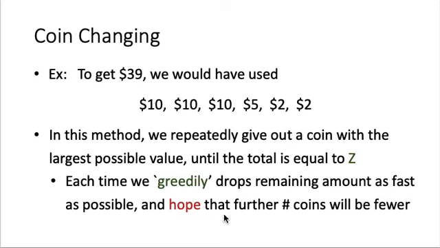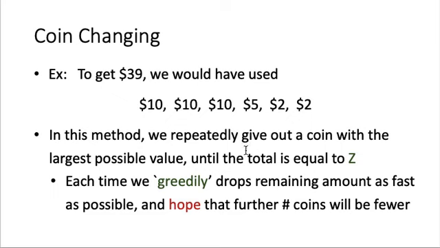So let's see this example. For instance, to get $39, what would we have used? Starting from 39, we try to give out $10. We find that we can give out 3 of the $10 so that we get $30 at this point. Now the remaining part will be $9, so we give out $5. And then after that, we give out $2 and $2. So altogether, there are going to be 1, 2, 3, 4, 5, 6 coins. So we are using 6 coins.